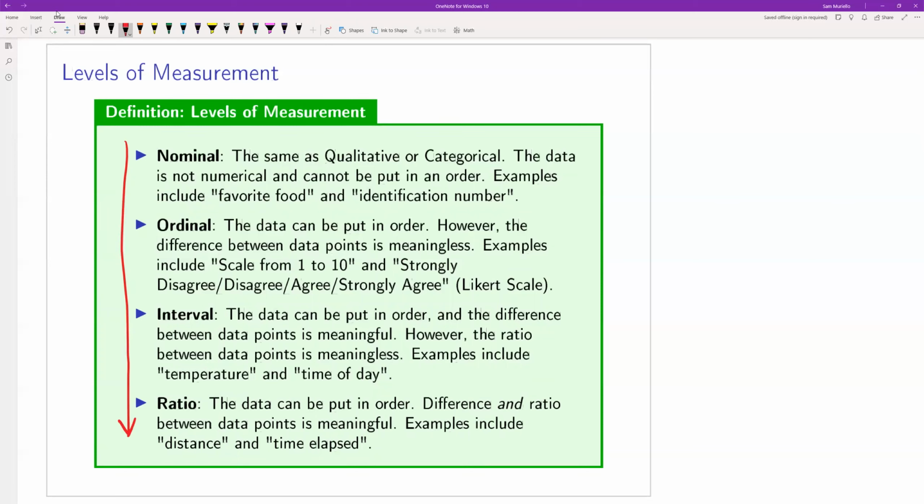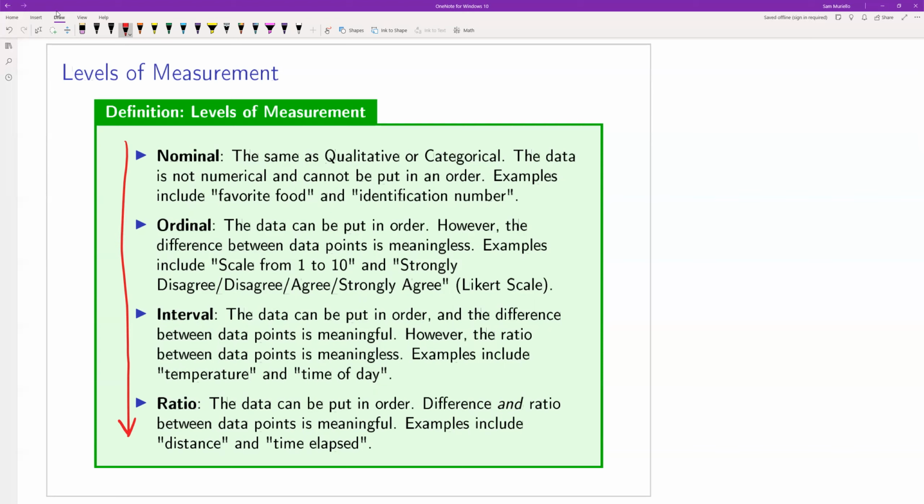Now, the first type of measurement is nominal. Nominal is basically the categorical or qualitative that we've discussed before. There's no numbers, no order to possibly put it in. It's just categories of things. Favorite food or identification number, things like that. There's no possible way to put the data in any meaningful order.